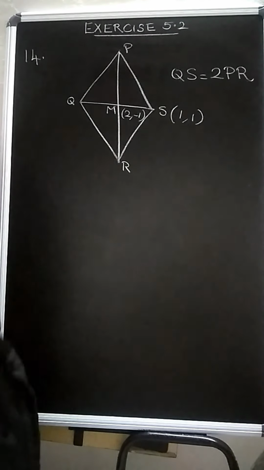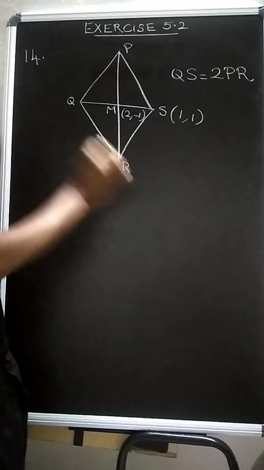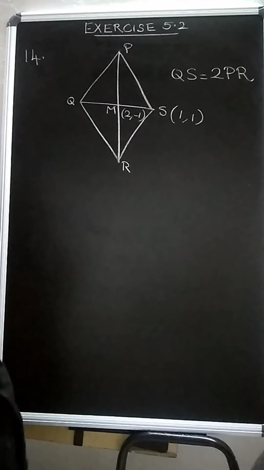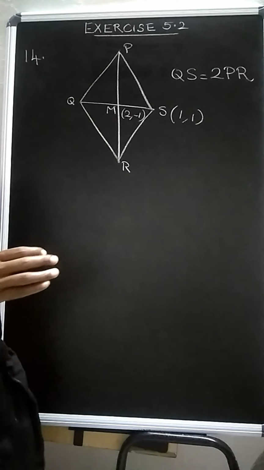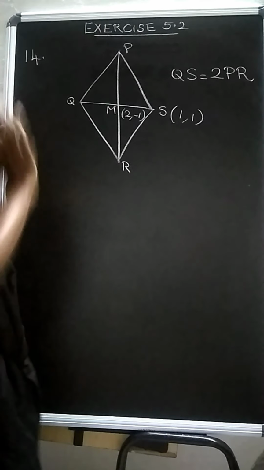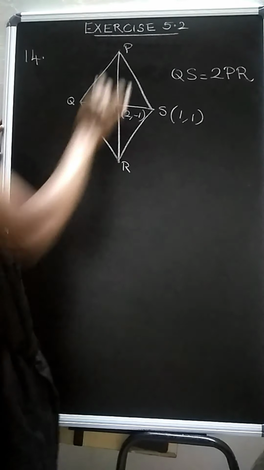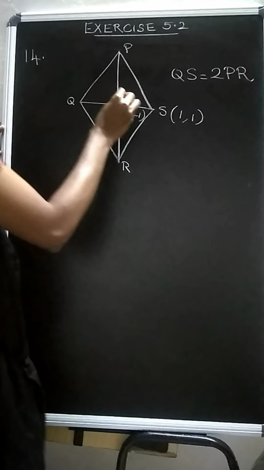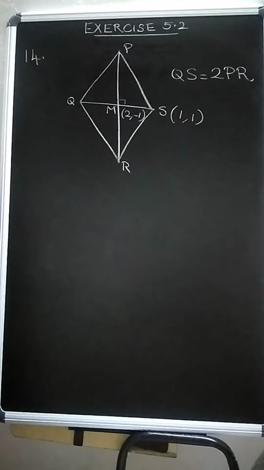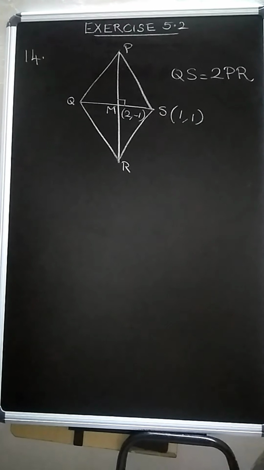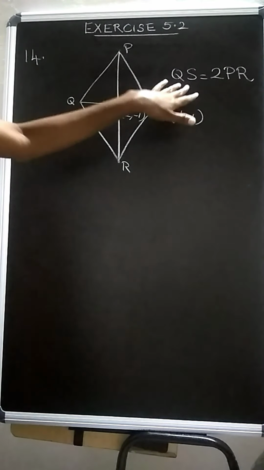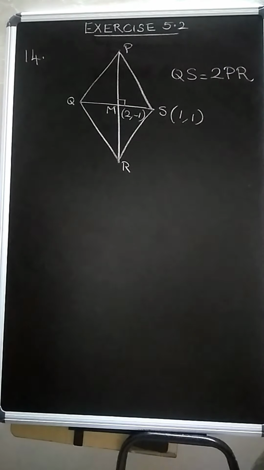Now what is given here? PQRS is a rhombus. Now what are the properties of a rhombus? In a rhombus, all the sides are equal and the diagonals are not equal, and moreover the diagonals intersect at right angles. So this is the property of a rhombus. And in the question, you have a condition QS is equal to 2PR. Now we are going to use all these things to find the vertices of P.